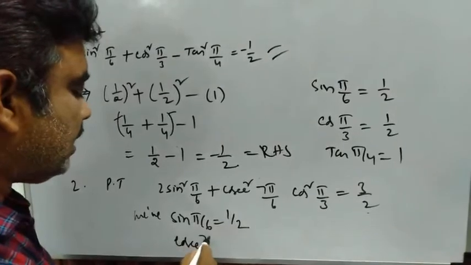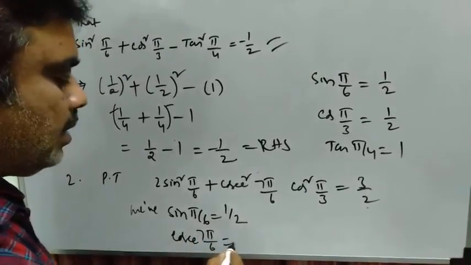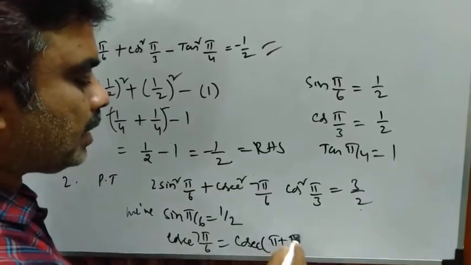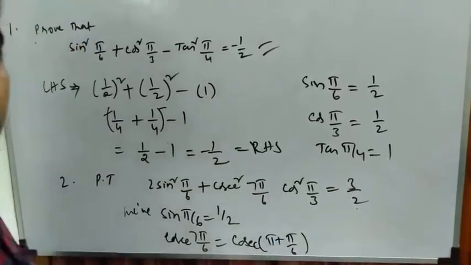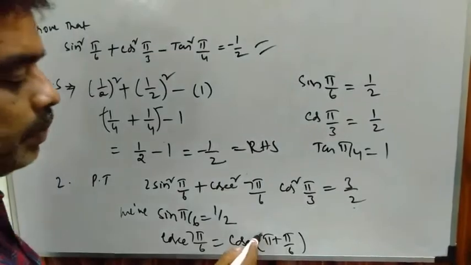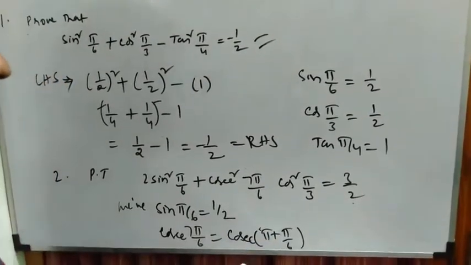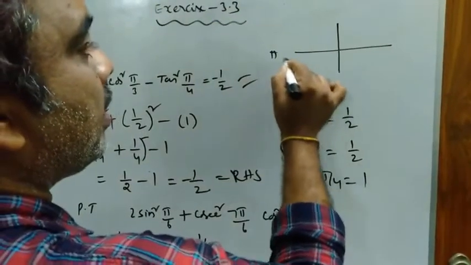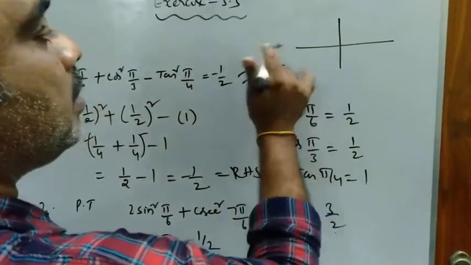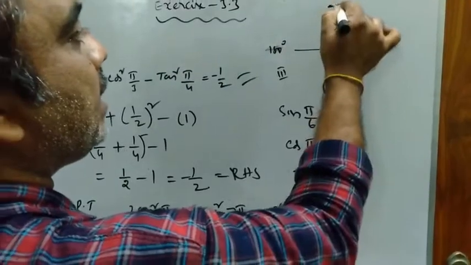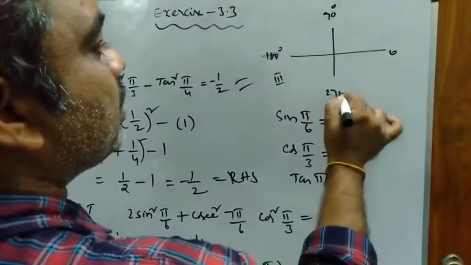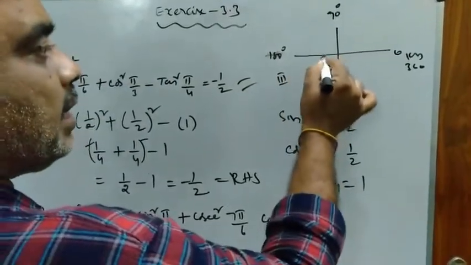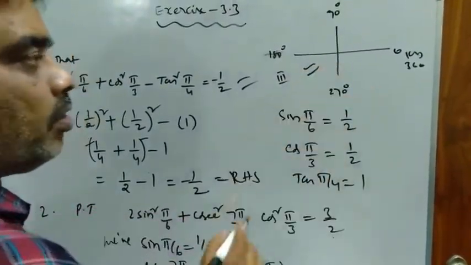Similarly, cosecant 7 pi by 6, I can write it as cosecant of pi plus pi by 6. That is 6 pi plus pi, 7 pi by 6. Pi plus pi by 6 means it will come in the third quadrant. This is 180 degrees, this is 90, this is 0, this is 270 or 360. So 180 plus theta means it will come in the third quadrant.